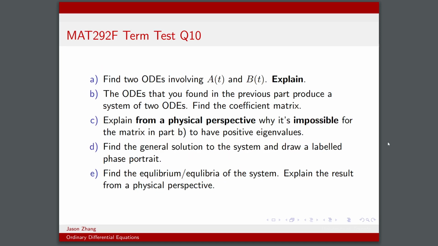So here are the questions. Part A, find two ordinary differential equations involving A(t) and B(t) and explain. Part B, the ODEs that you found in the previous part produce a system of two ODEs. Find the coefficient matrix. Part C, explain from a physical perspective why it's impossible for the matrix in part B to have positive eigenvalues. Part D, find the general solution to the system and draw a labeled phase portrait. And part E, find the equilibrium or equilibria of the system and explain the result from a physical perspective.